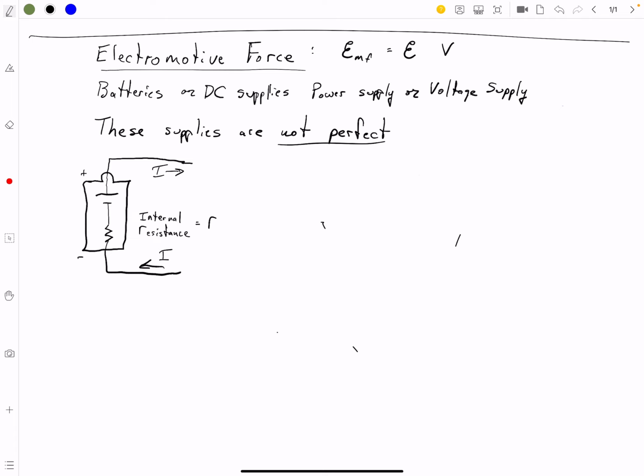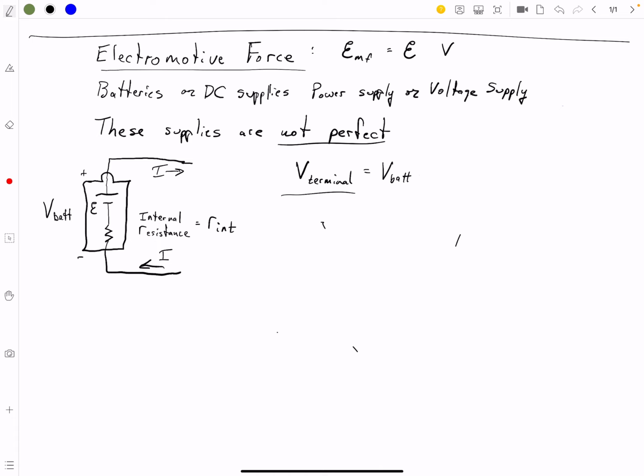We call that R internal. We've got an EMF for the battery. That's our electromotive force. And then the whole thing has a voltage for the battery. We call that battery voltage terminal, from one terminal to another. So that's terminal voltage or battery voltage. But we're going to call it V terminal for now because that's what the book does.